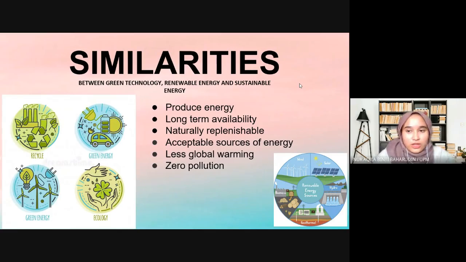Okay, so as Nazirah has said before, I'm going to explain more about the similarities between these three things, which are green technologies, renewable energy, and sustainable energy. First of all, the similarities are that they produce energy and give long-term availability, because they cause less global warming and zero pollution. Besides, they are also acceptable sources of energy and naturally replenishable.